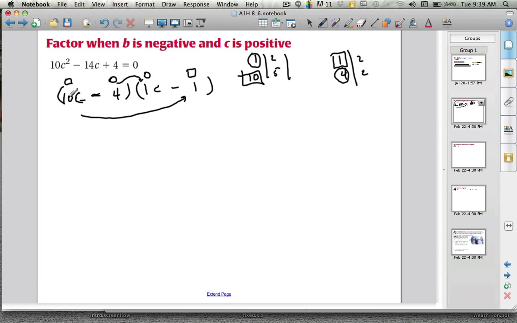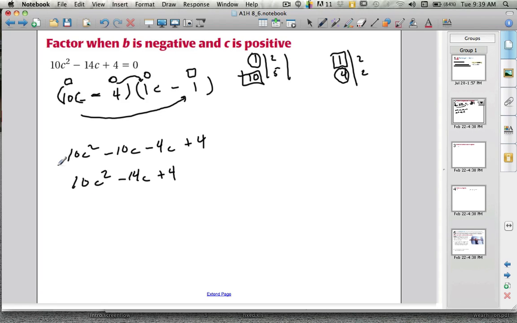And if I want to double check my work, 10c times 1c is 10c squared. 10c times negative 1 is minus 10c. Negative 4 times 1 is minus 4c. Right? Negative 4 times 1c. And negative 4 times negative 1 is plus 4. And when I combine like terms, I'll have 10c squared minus 14c plus 4.